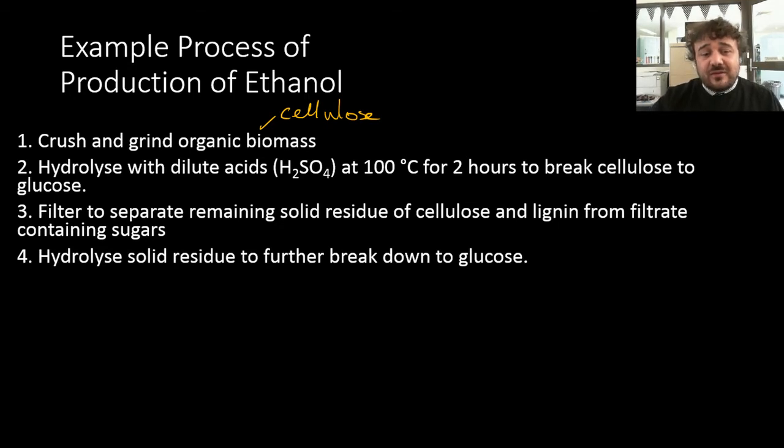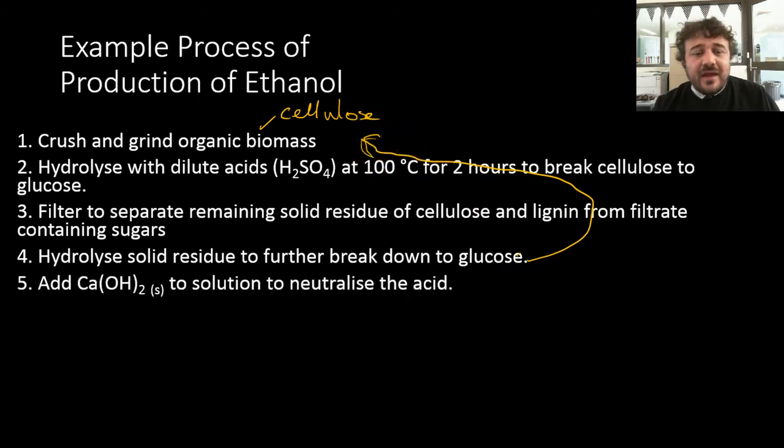The solid is this step here that I just said. So this creates a little loop that brings us back here, and it starts again. Then we add calcium hydroxide to the solution. What that does is neutralize it. Okay, so that's really important if we're going to put it in with a bunch of yeast.